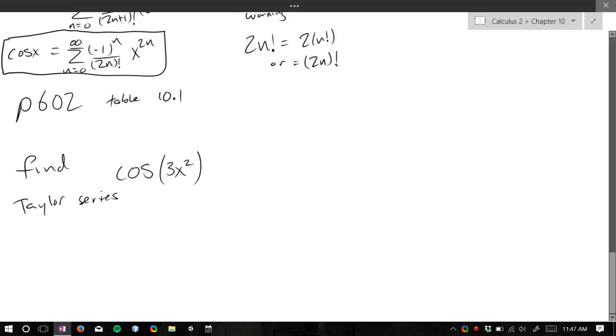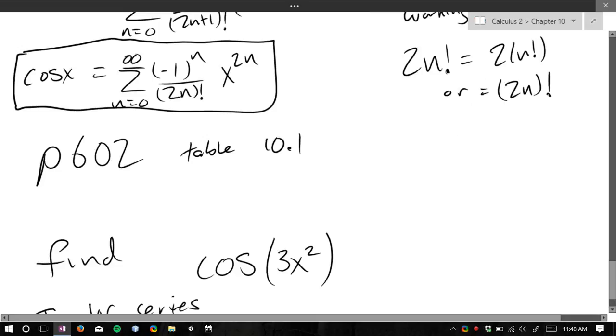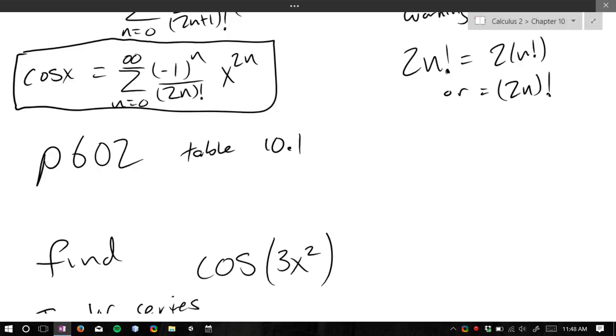So we're going to find the Taylor series centered at a equals 0 of cosine of 3x squared. Taking repeated derivatives would be pretty painful. You get the chain rule, and then you'd have product rule, and then chain, product, chain, and it would be really bad, right? So let's be smart. Let's use what I put a box around. What's the difference between cosine x and cosine of 3x squared? 3x squared replaces x. So everywhere you see x, all you have to do is put in 3x squared. Doesn't take any more thinking than that.